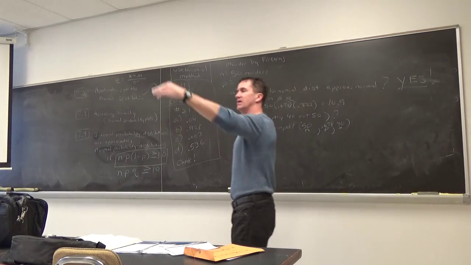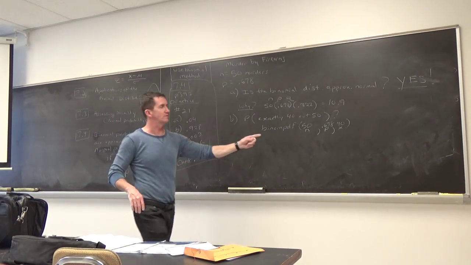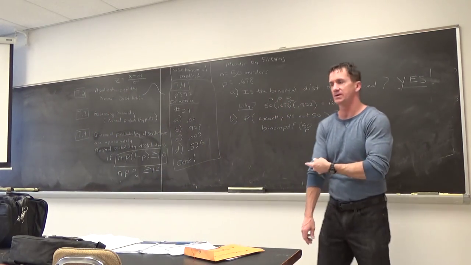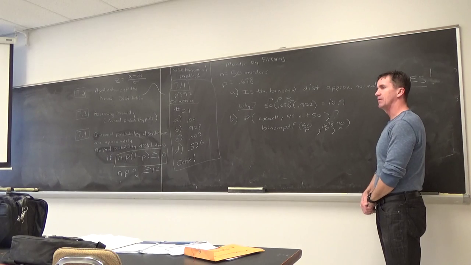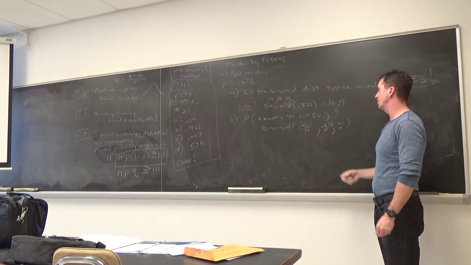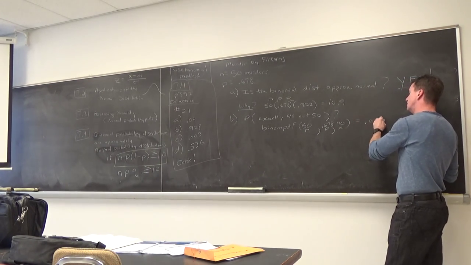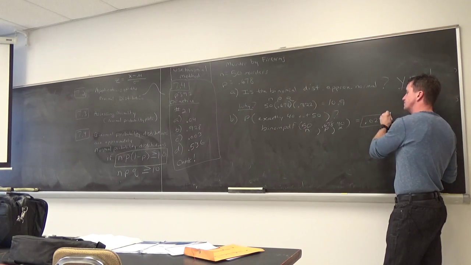Holland has the newer calculator, it goes vertically. She types this in. They call this the number of trials, number of successes, the P. And you hit binomPDF, not normal, right? We're jumping from the normal back to binomial. What do you get? 0.022. Is that okay?